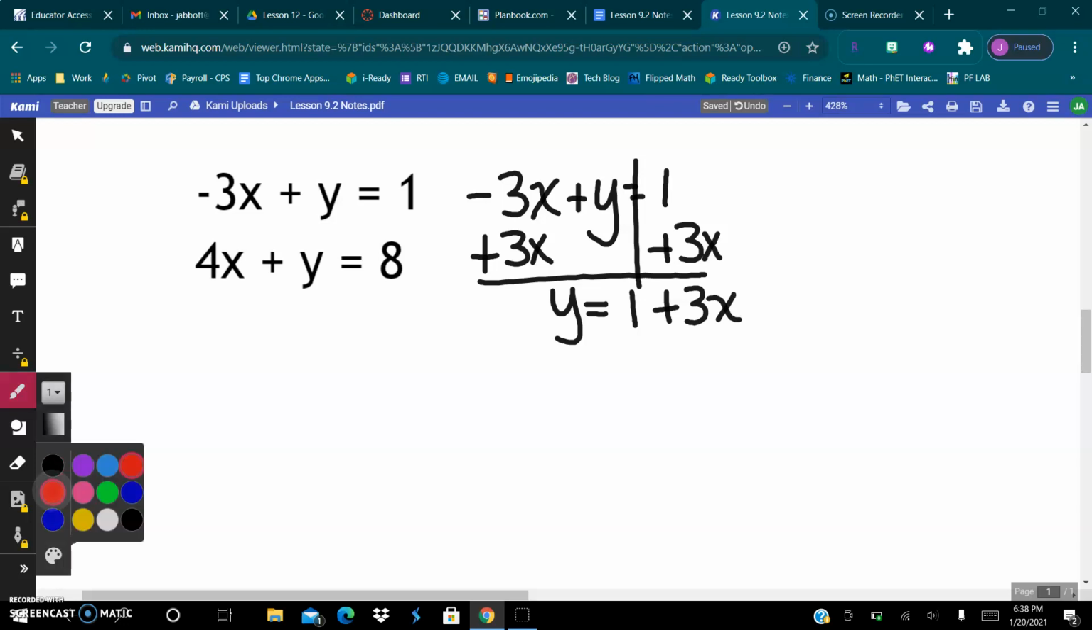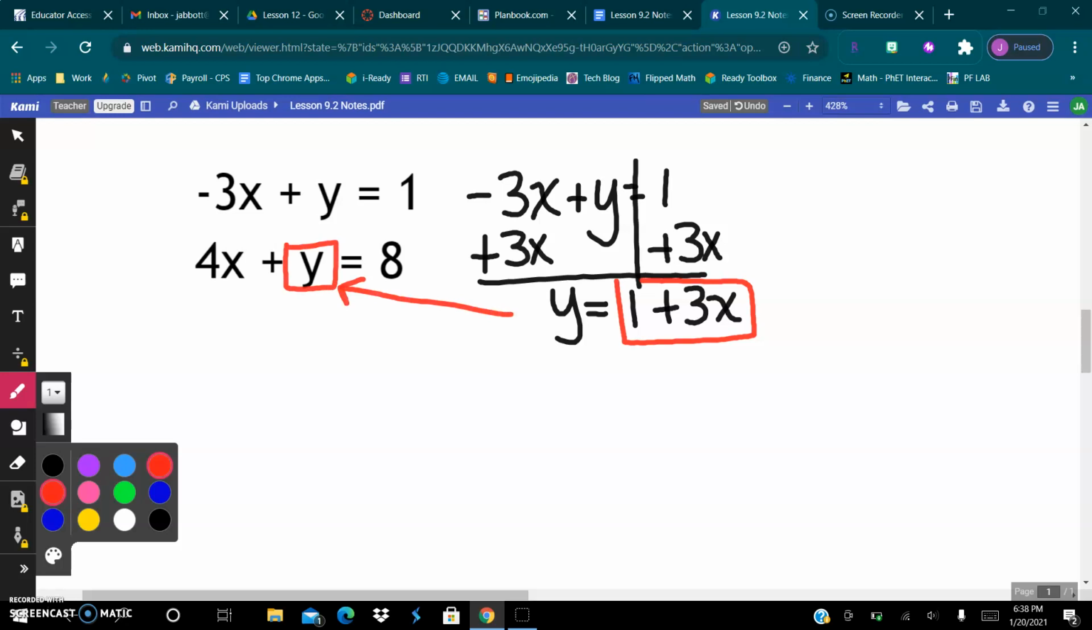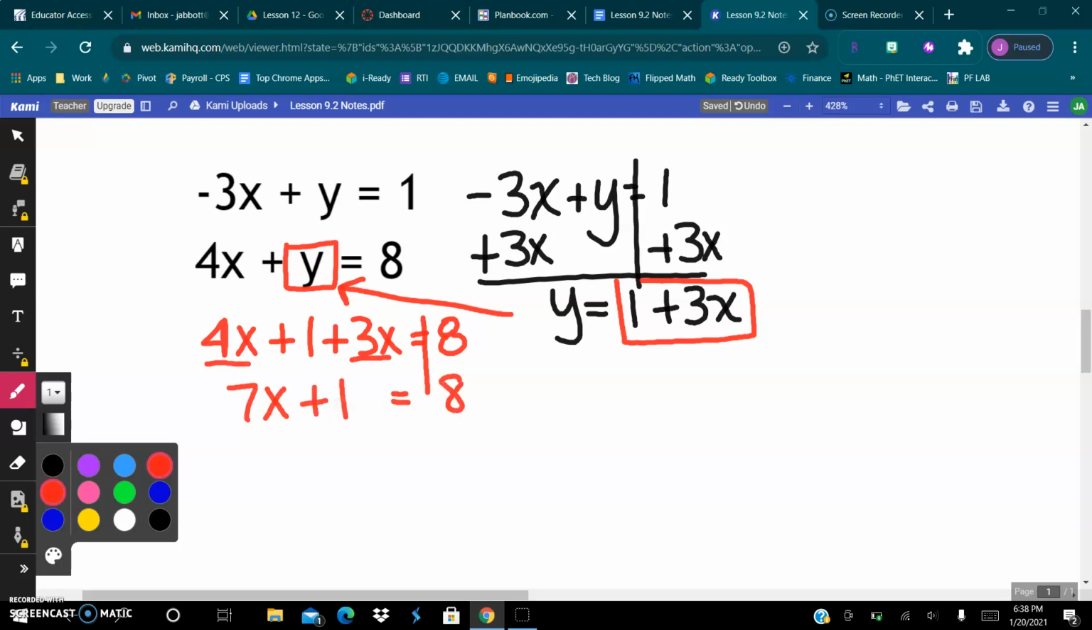Step 2 is now we have to take that y is equal to 1 plus 3x, and we're going to replace this y with it. So our new equation is going to be 4x plus our y, which is 1 plus 3x, and this says it equals 8. So we're going to combine like terms. Remember the equal sign. Combine 4x and 3x on the front. So that would be 7x. We have a plus 1. And then we have equals 8.